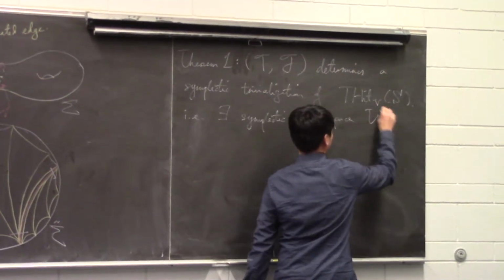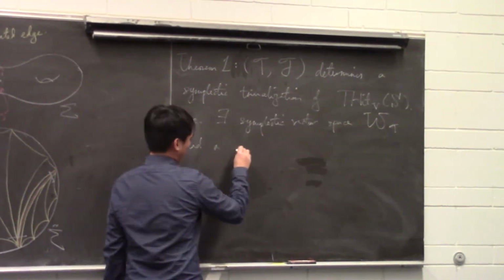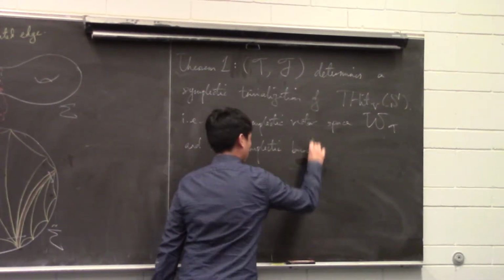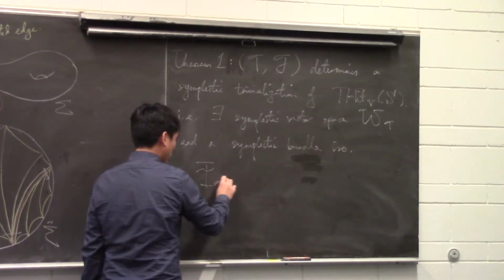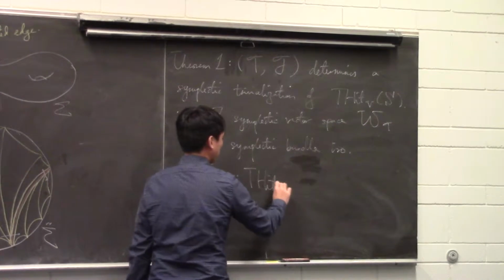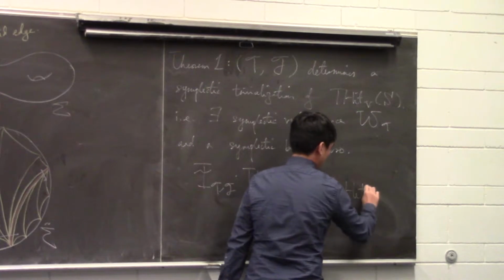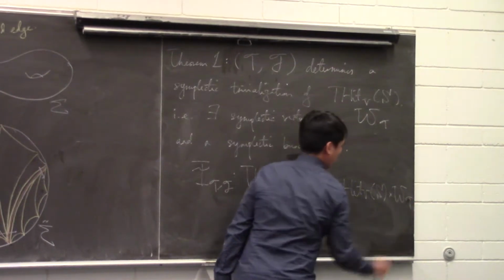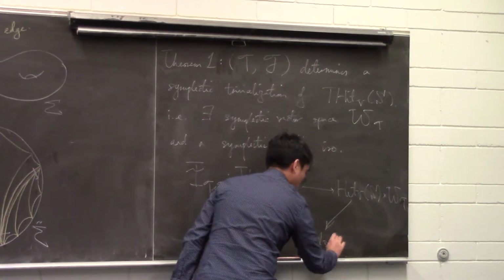which I'll denote by WT, and a symplectic bundle isomorphism which I'll denote by C of Tj, from the tangent bundle of the Hitchin component to the product of the Hitchin component and my symplectic vector space WT. Where both of these are thought of as symplectic vector bundles over the Hitchin component.